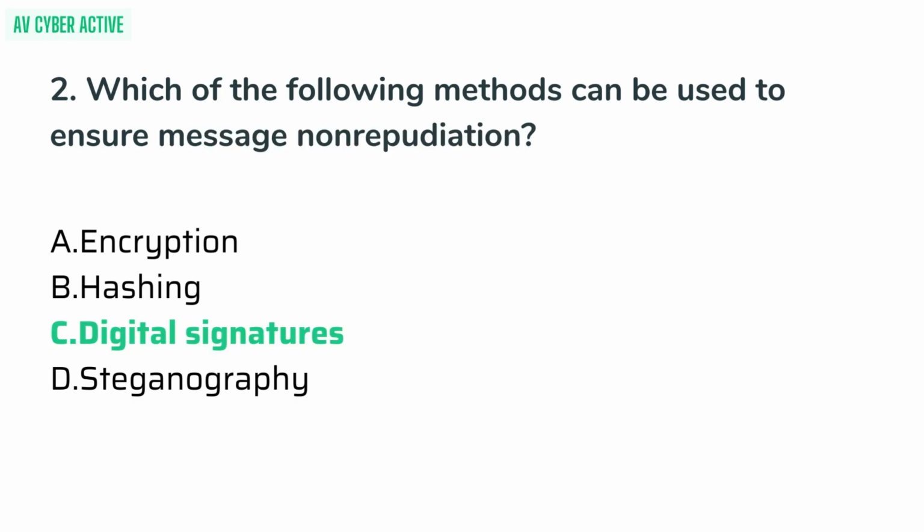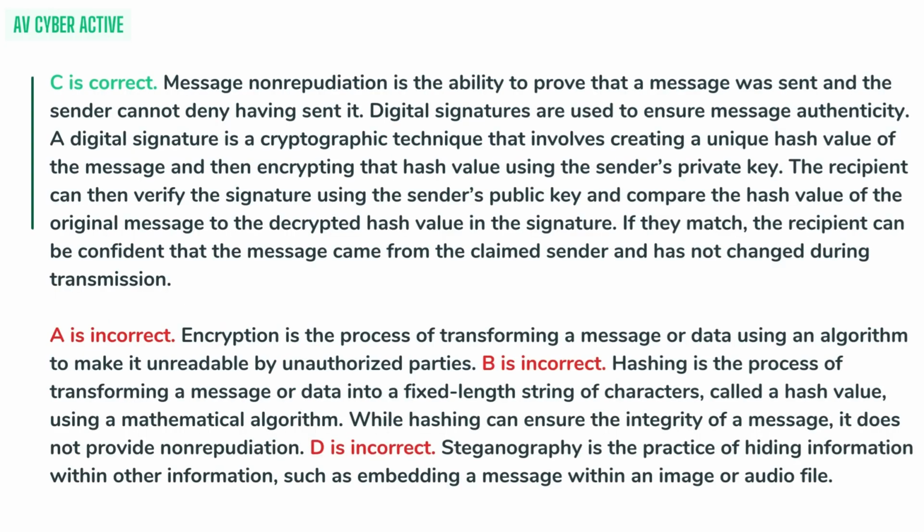Message non-repudiation is the ability to prove that a message was sent and the sender cannot deny having sent it. Digital signatures are used to ensure message authenticity. A digital signature is a cryptographic technique that involves creating a unique hash value of the message, and then encrypting that hash value using the sender's private key. The recipient can then verify the signature using the sender's public key, and compare the hash value of the original message to the decrypted hash value in the signature. If they match, the recipient can be confident that the message came from the claimed sender and has not changed during transmission.